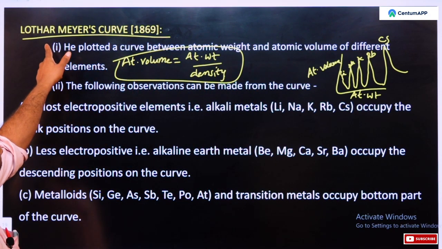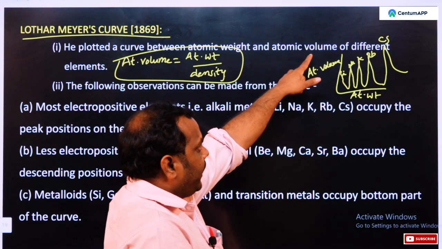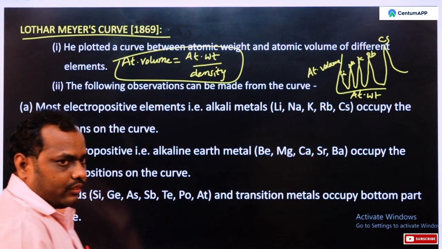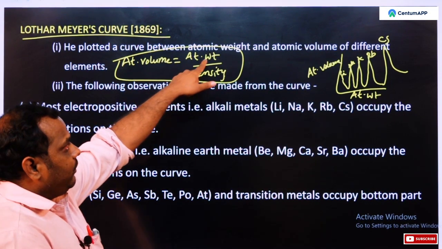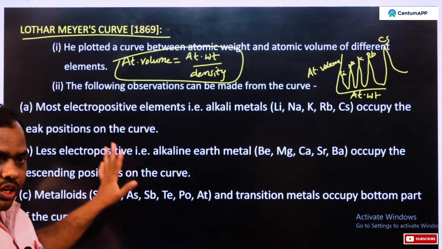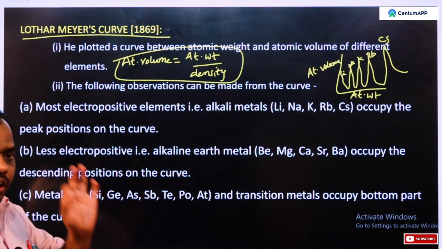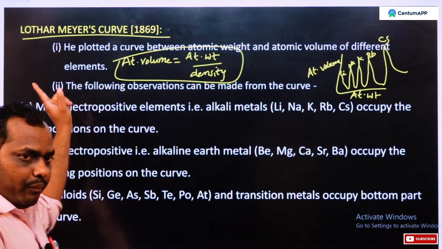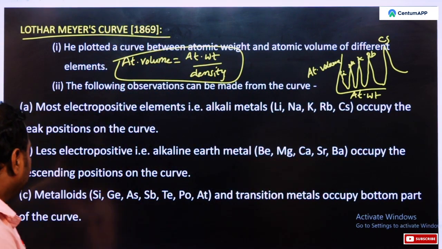Scientist Lothar Meyer plotted a curve between atomic weight and atomic volume. The graph is drawn between atomic volume versus atomic weight. Atomic volume is equal to atomic weight divided by density. This classification is based on atomic volume only. The Lothar Meyer classification is based on atomic volume.